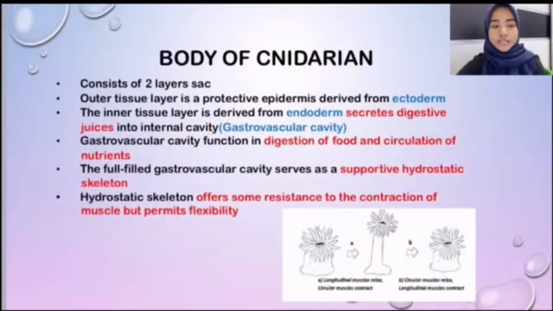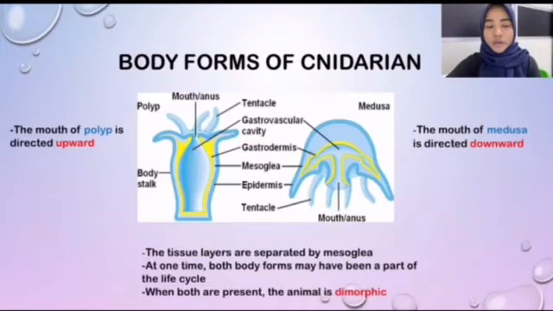The body of cnidarians consists of a two-layer sac. Outer tissue layer is a protective epidermis derived from ectoderm. The inner tissue layer is derived from endoderm, and secretes digestive juices into an internal cavity that we call the gastrovascular cavity. Gastrovascular cavity functions in digestion of food and circulation of nutrients. The fluid-filled gastrovascular cavity serves as a supportive hydrostatic skeleton, and it offers some resistance to the contractions of muscle but permits flexibility.